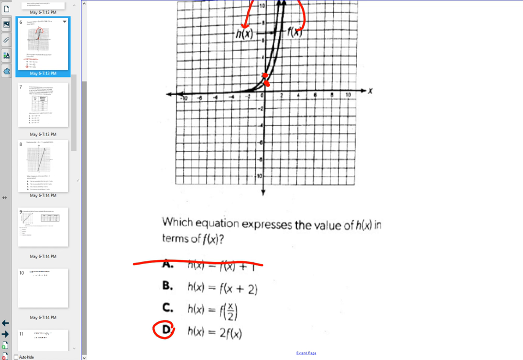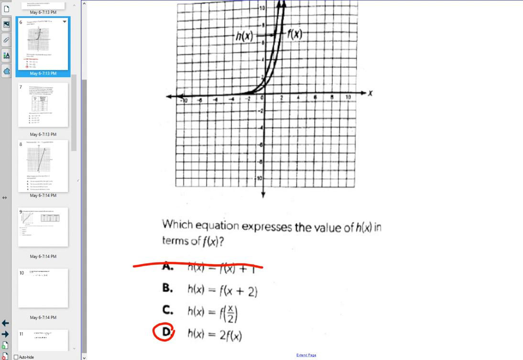Let's just do this so it's easier for you to understand. Let's just pick a point and then see what happens with a point. Since we focused already on the y-intercept, what is the x value on the y-axis? It's 0, right? So let's see. At f of x, I'm getting 0, comma 1, and then on h of x, I'm getting 0, comma 2.